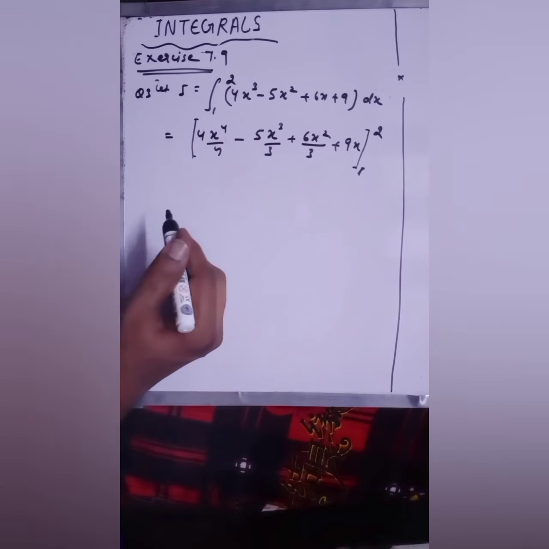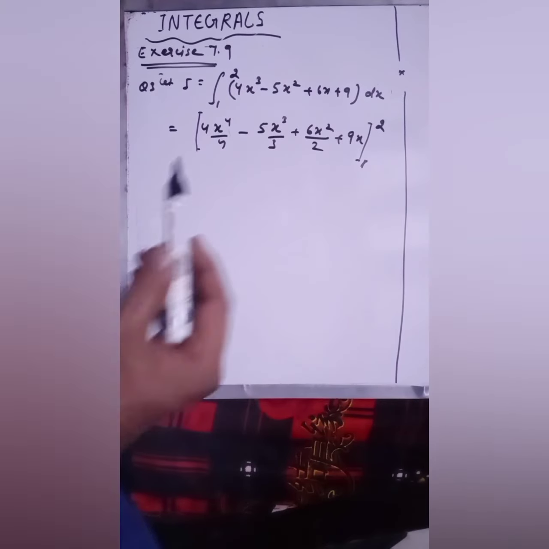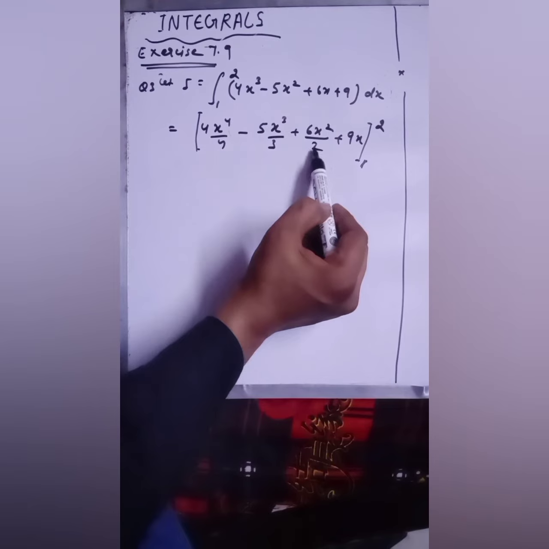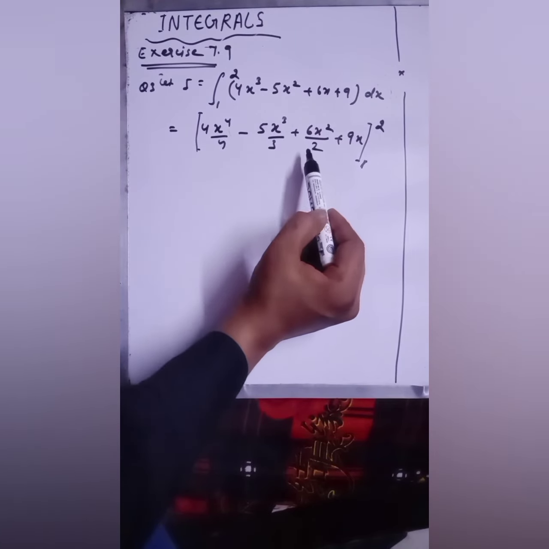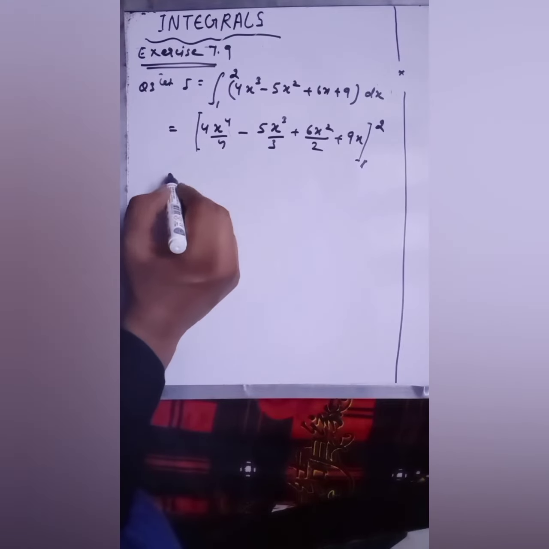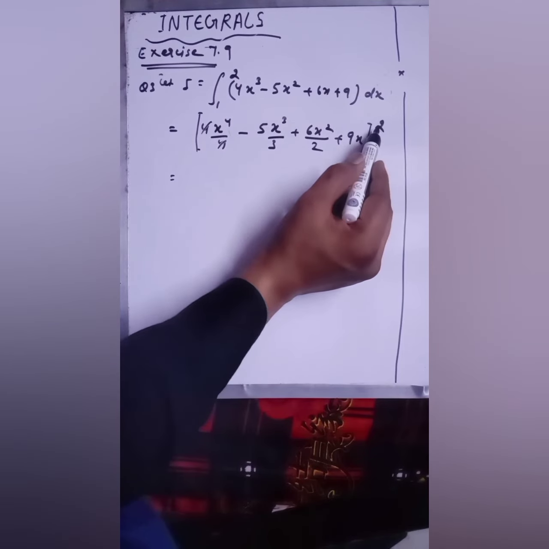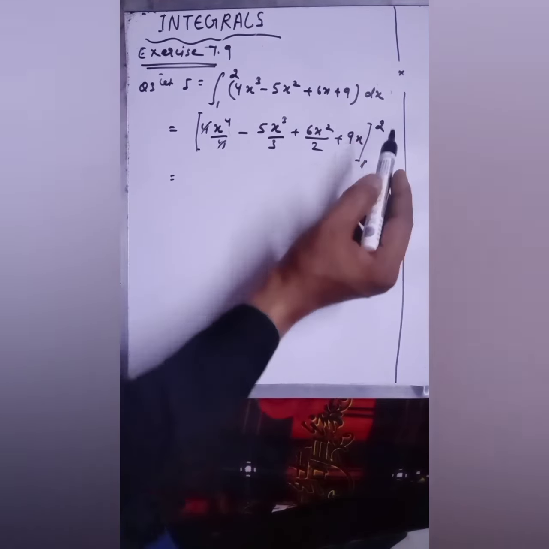Fine. Now here integration 3 will not come, 2 will come. Okay. Now one by one you have to put the values. Fine. So this 4 and 4 will cancel out. So first of all you have to put the value of 2. At the place of x we are putting 2.